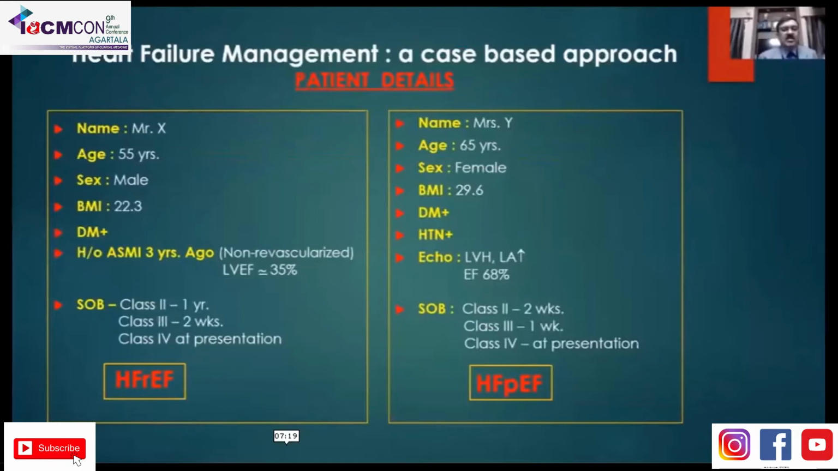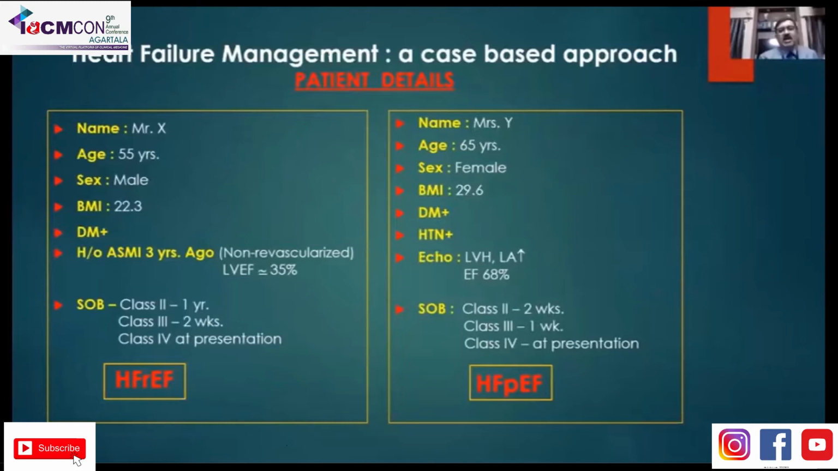Here on the left-hand side, you can see a prototype of an HFrEF patient, Mr. X, 55 years old, male, generally, but definitely can be a lady as well. A BMI within a normal range most of the time. In this case, he is a diabetic, had an anteroseptal myocardial infarction, which was not revascularized in proper time. So the LV ejection fraction is poor, 35%. He has a long class 2 history of shortness of breath. And recently, over past 2 weeks, he has decompensated. So at presentation, he was class 4, presenting to the intensive care unit of a hospital.